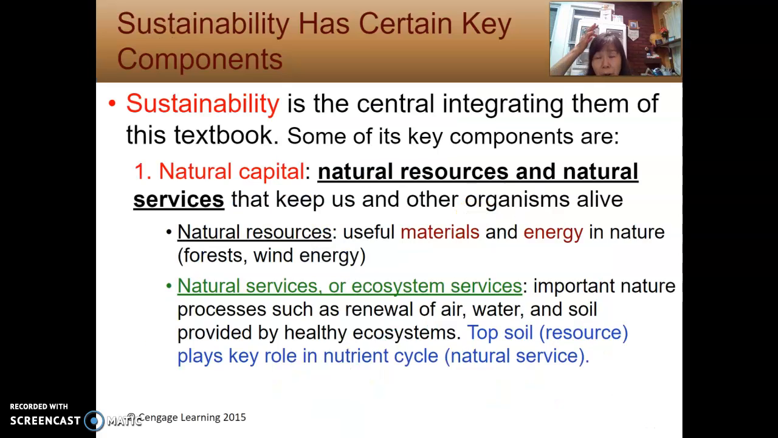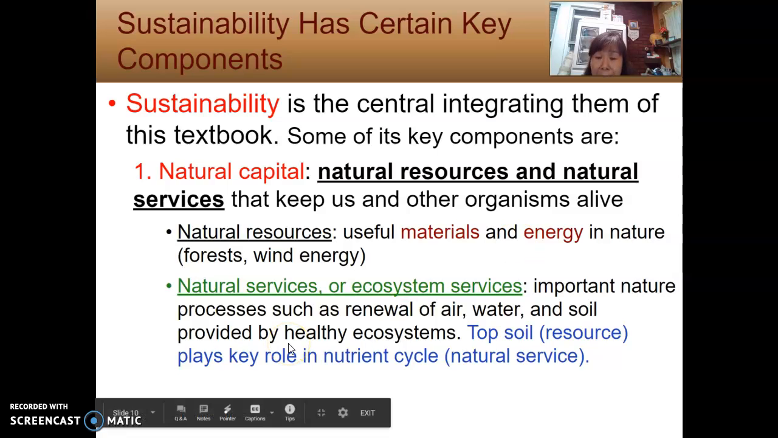For sustainability, we want to look at several key components. Since we rely on nature, there is one important concept. You are going to see this one, natural capital, on your quiz. Natural capital has two parts. One is natural resources, and the other is natural services that keep us and other organisms alive. Natural resources are any useful materials and energy in nature, such as forests and wind energy.